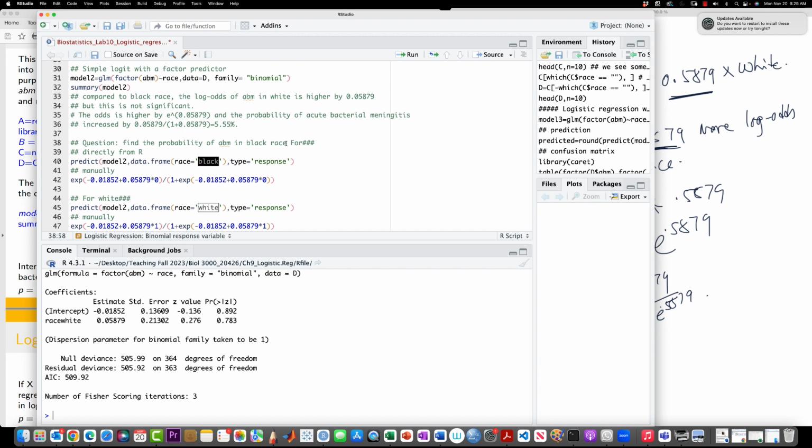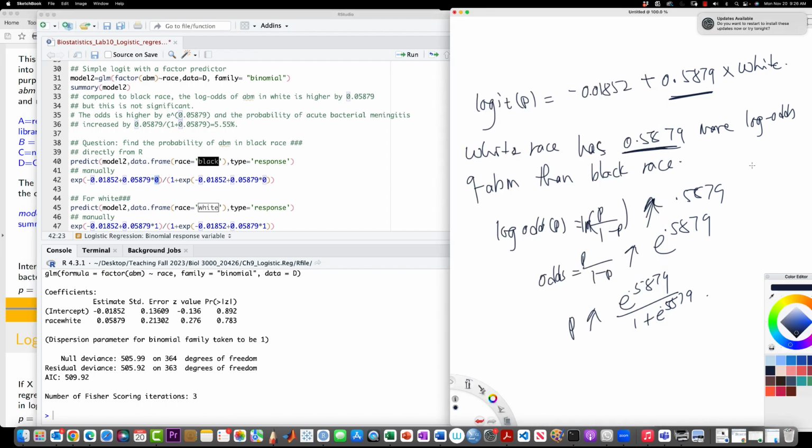Okay, so you don't need 4 here. So what is the probability of acute bacterial meningitis in the black race? If you want to do it manually, you just plug in black race. Because our equation is for the white, if white equals 0, then the remaining result is for the black.